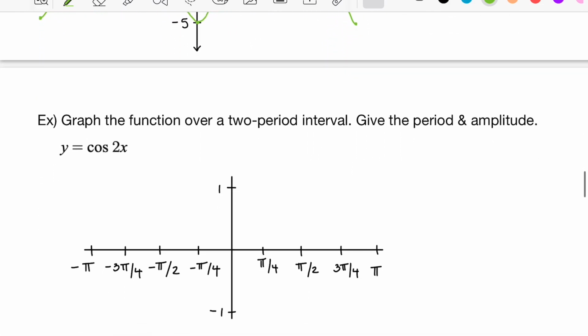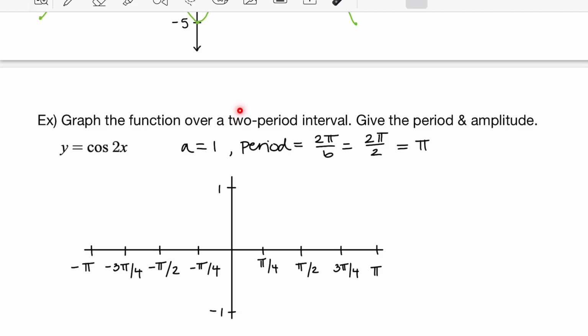So let's get another example here. We want to graph this function, y is equal to cosine 2x over a 2-period interval, and give the period and amplitude. Well, we can see that the amplitude A is just going to be 1. Now the period in this case, remember, is going to be 2 pi over b. And in this case, b is equal to 2. So this will be 2 pi over 2, which gives us pi.